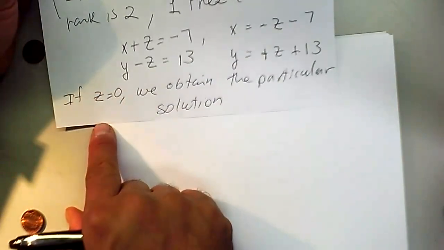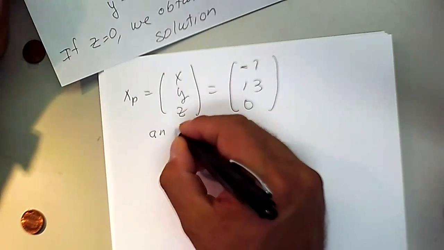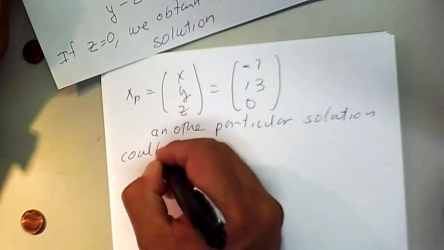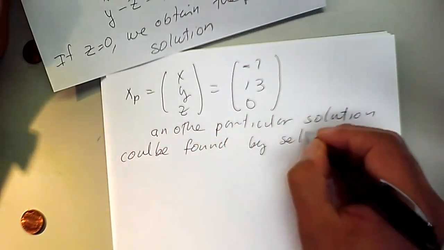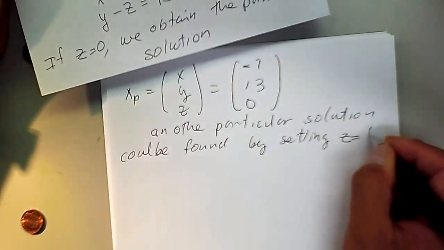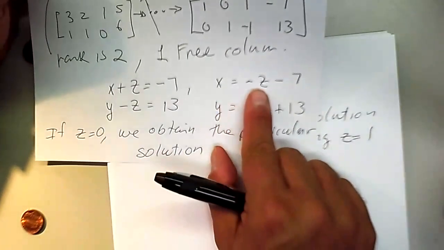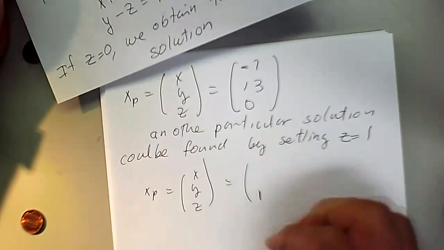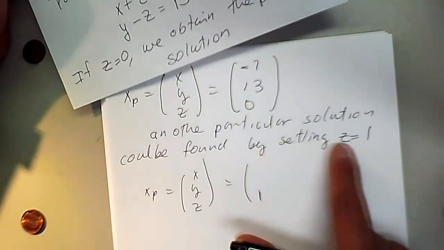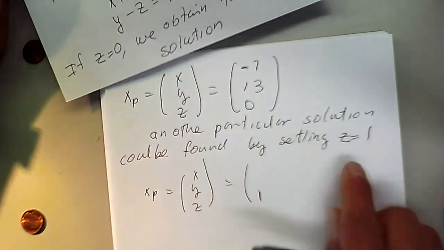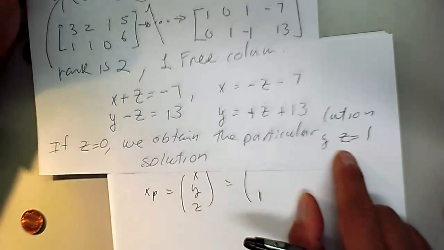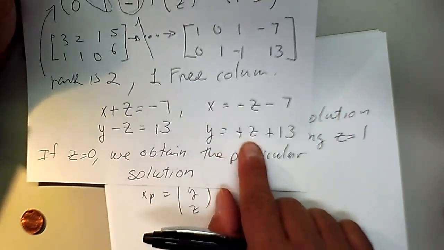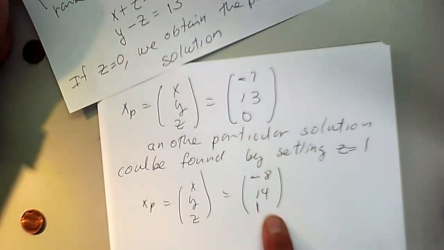Now, there are many particular solutions, by the way. Another particular solution could be found by setting z equal to 1 or 2 or 3. So when z is 1, we end up with a particular solution x, y, z, which will have 1 on z. We're choosing z to be 1. So z is a free variable. It can be whatever it wants to be. It's free. It can go anywhere. Okay, but then that forces x to be -8, and y would have to be 14. So that's another particular solution.